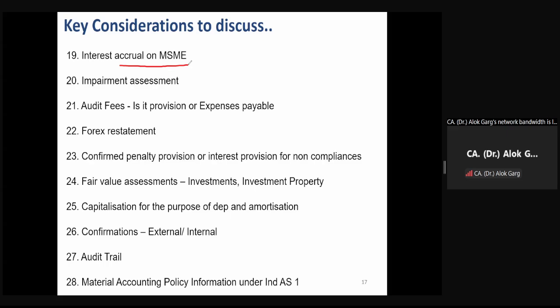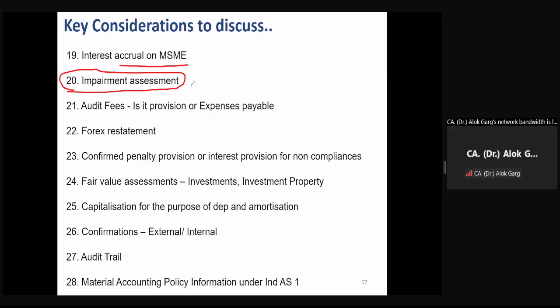Impairment assessment now takes a very important seat. Before COVID, no one was thinking about impairment assessment, but it has again become a very important aspect, where you need to check whether your carrying value of assets is more than the recoverable amount. If it is more, you have to do the impairment. There are a lot of impairment indicators. You have to see that.